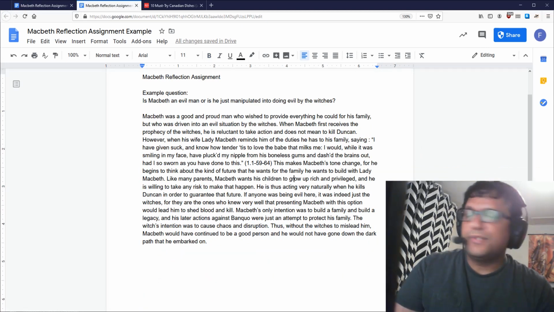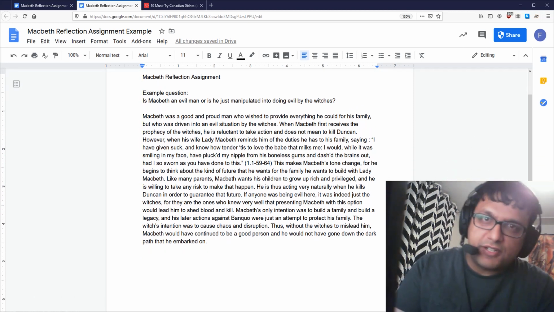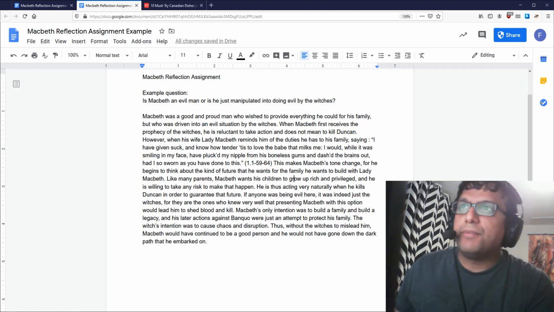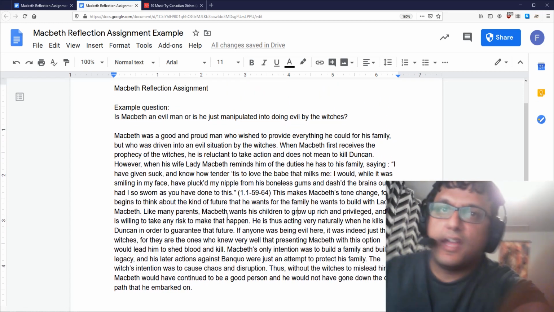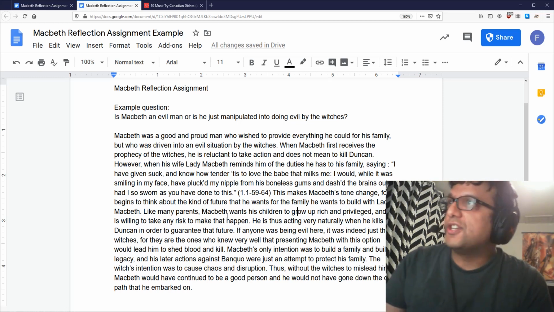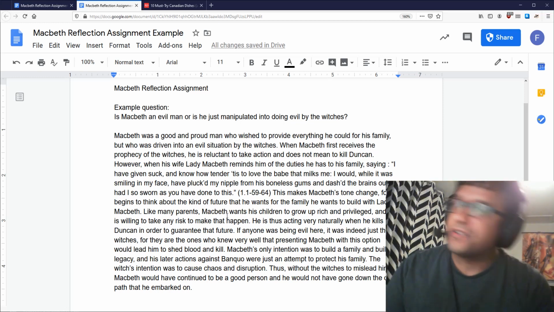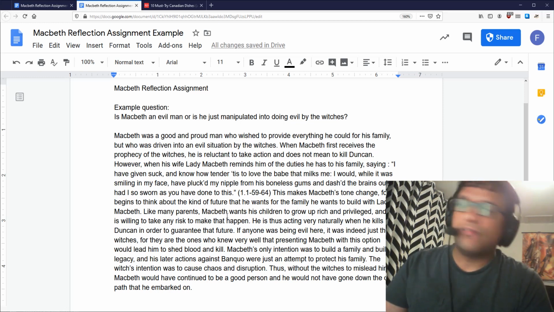Now, in terms of what your answers are supposed to look like, they're just meant to be a basic paragraph. I've written an example right here. Let's take a look at what I did. I gave my example question: is Macbeth an evil man, or is he just manipulated into doing evil by the witches? I give an answer here. Macbeth was a good and proud man who wished to provide everything he could for his family, but was driven into an evil situation by the witches.